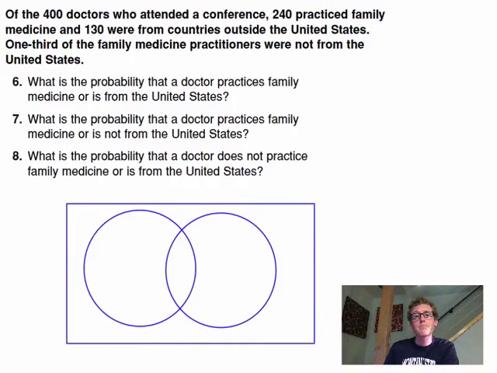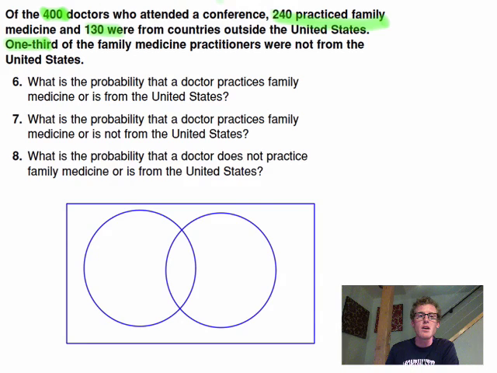Hi team. This is going to be another example on how we can work on inclusive probability. In this case we're going to be talking about doctors attending a conference. It's pretty exciting stuff. Here's our numbers. Of the 400 doctors who attend the conference, 240 practice family medicine and 130 are from countries outside of the US. 1/3 of the family medicine practitioners were not from the US.